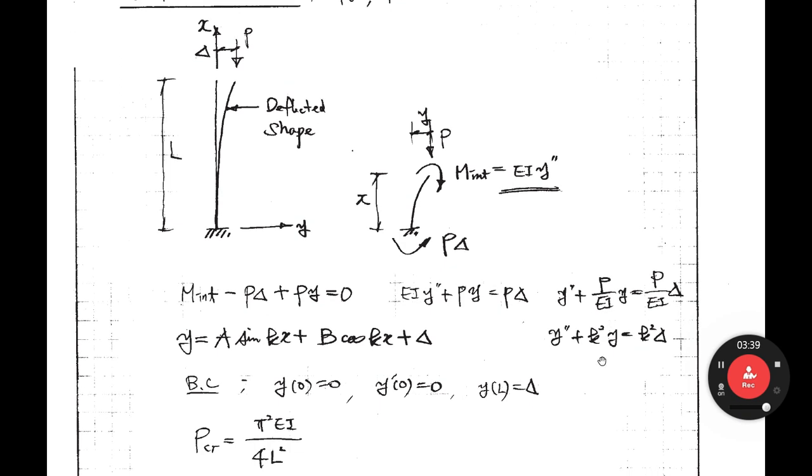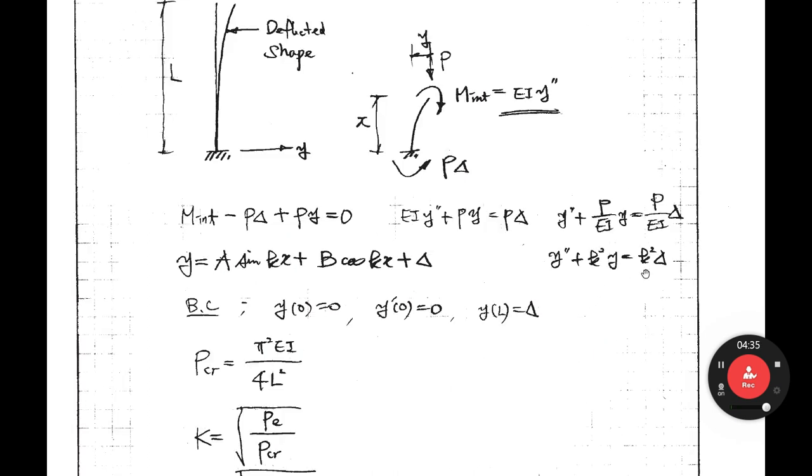So the general solution is y equals A sine kx plus B cosine kx plus delta. You have three unknowns: 1, 2, 3. So you need three equations. You have three boundary conditions. y(0) equals 0, there is no displacement at x equals 0. How about the slope here? Slope is also 0. You have displacement at the top, y(L), which is delta, originally defined as delta.